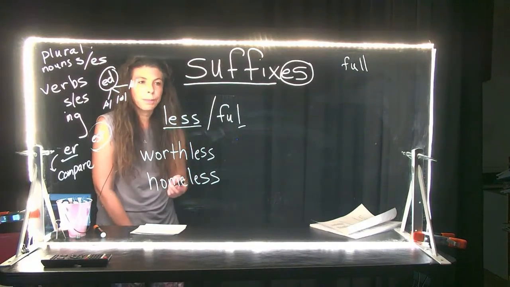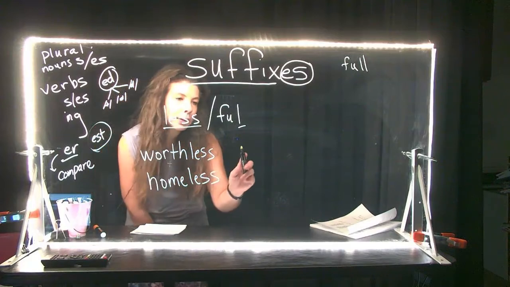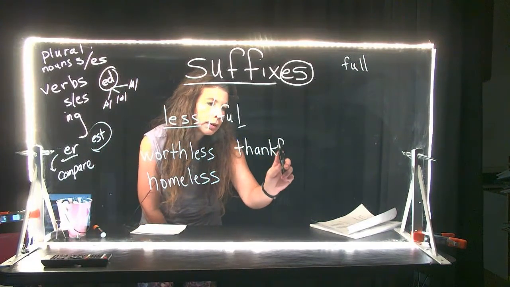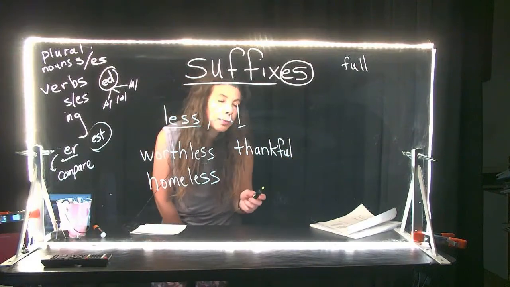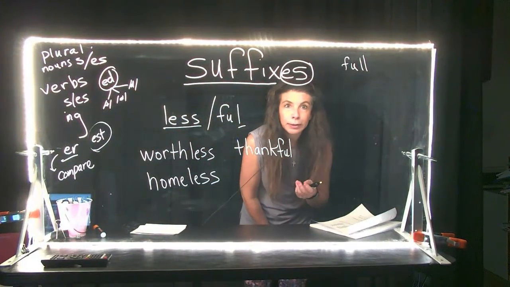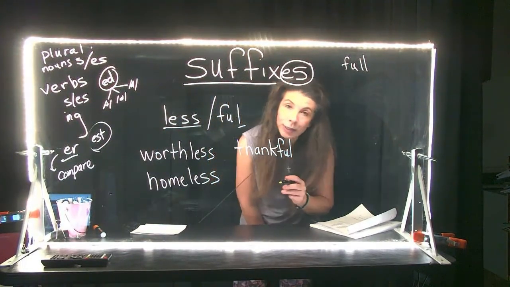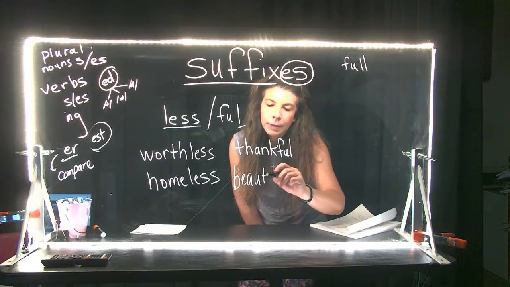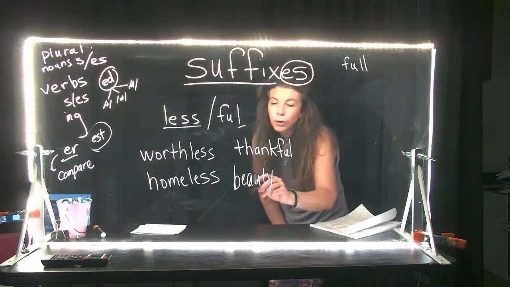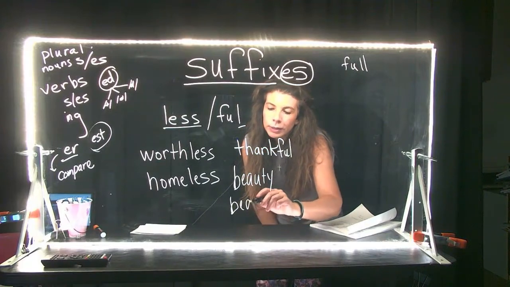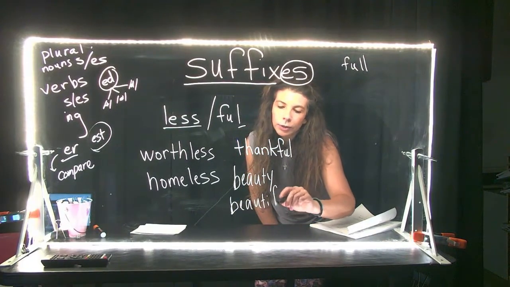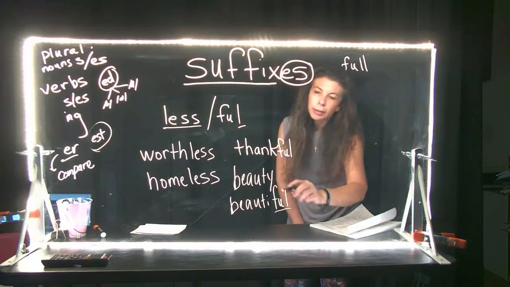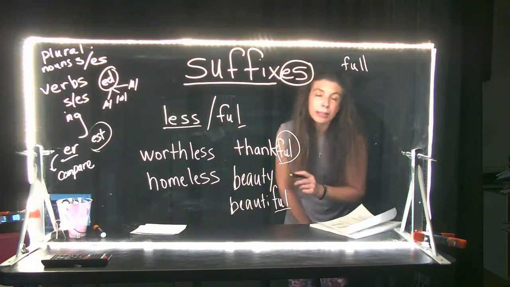Homeless, having no home. Full means that you do have something. So if you are thankful, you are full of thanks. Beautiful, actually, third grade, comes from the word beauty. There's your word beauty. And if you are full of beauty, you are considered to be beautiful. We're going to learn that rule of changing the Y to the I, but that's where that comes from. So full is a suffix meaning full of.